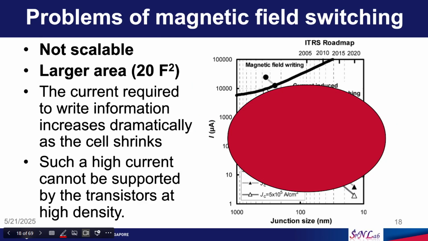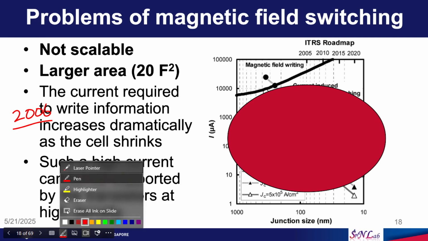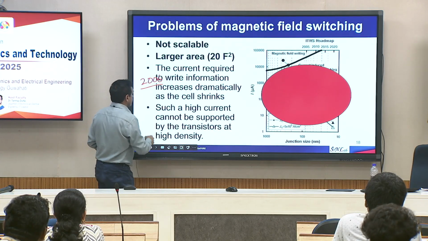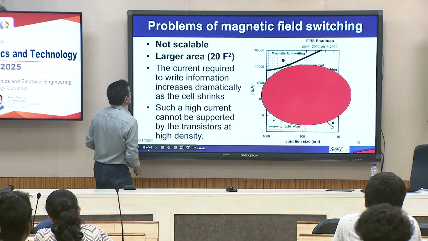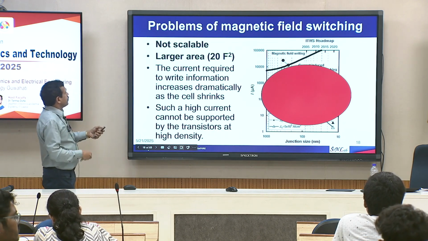I told you that this switching technique was used until say 2006, but after this people dropped this and moved on to spin transfer torque MRAM because of certain limitations. The first limitation is that this technology is not scalable. What do you mean by scalable?